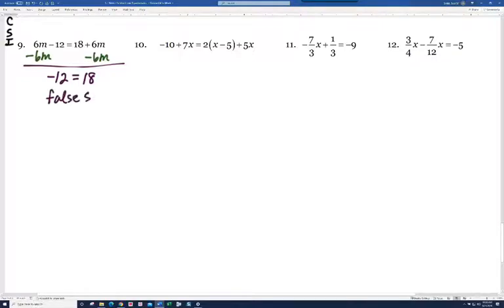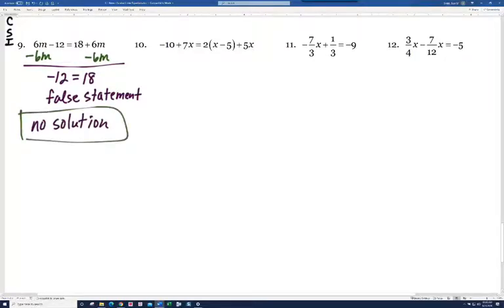Well, that's a false statement. And in fact, so what does that mean the actual solution is? We're solving an equation. Well, anytime you get a false statement, that means there's no solution. In other words, there's no value of M that would ever make these two sides equal. The other way we can write no solution is using the empty set notation. All right, let's move on to number 10.